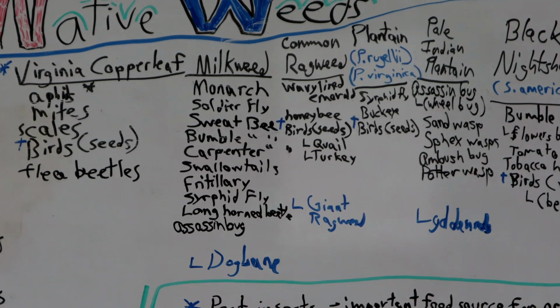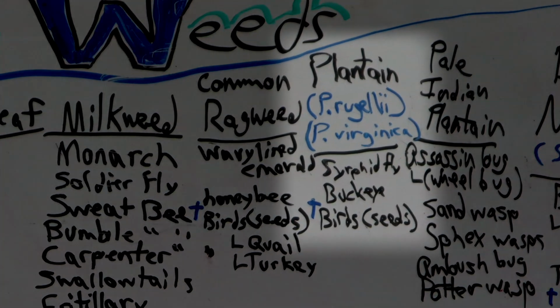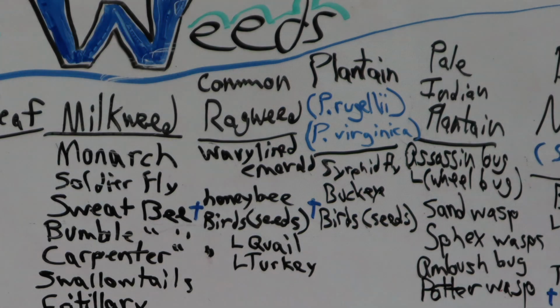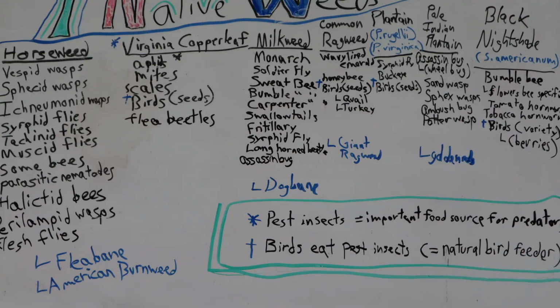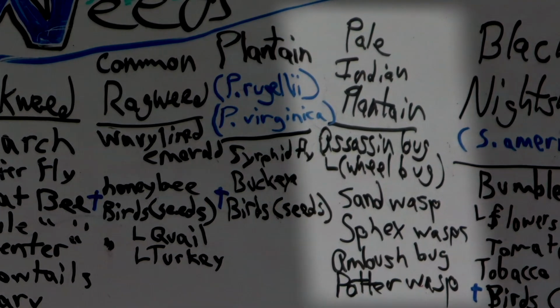So the syrphid flies in my garden always seem to love visiting the flowers of the plantain. Also, the birds will be attracted to the seeds, and then the buckeye, which is a butterfly, in the caterpillar stage may consume some of the leaves as well. And then we have the pale Indian plantain, which again has nothing to do with the banana plantain, and it also has nothing to do with the common plantain or any of the plantains I was talking about previously.